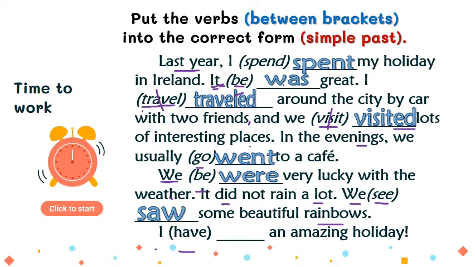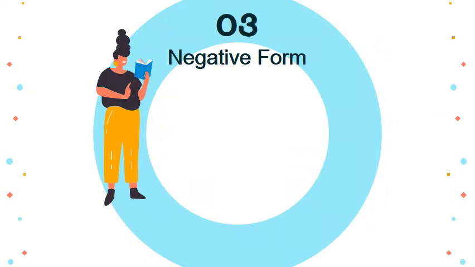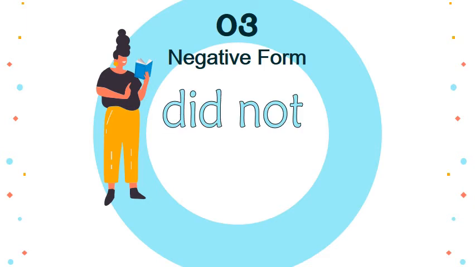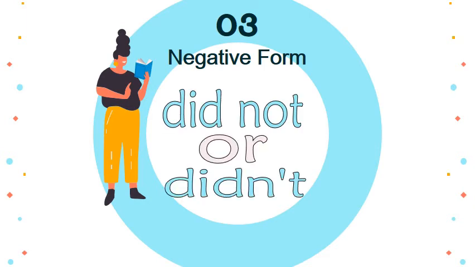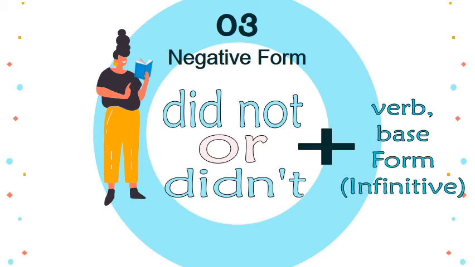So, some beautiful rainbows. I have an amazing holiday. What is the past of have or has? Have and has, they have one past, which is had. Just like do and does have one past, which is did. What is the negative form? The negative is when you add not to the sentence. Did not or didn't.